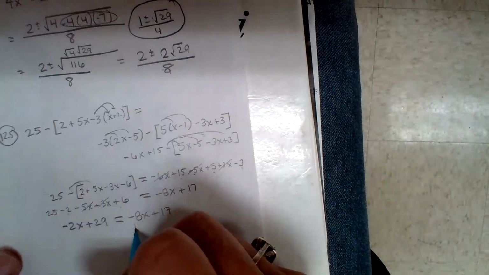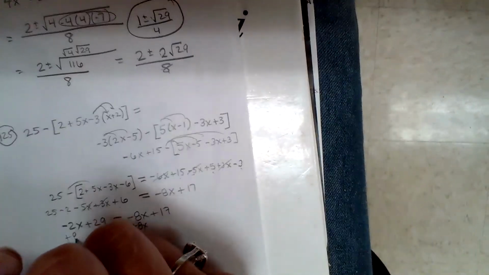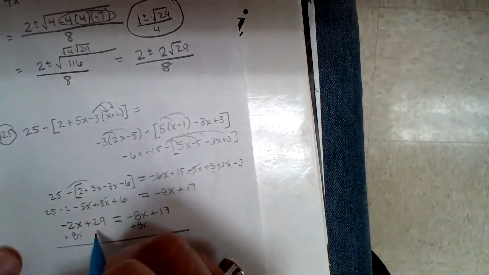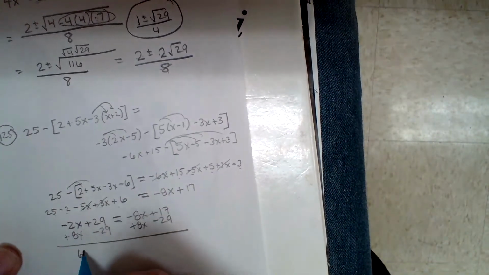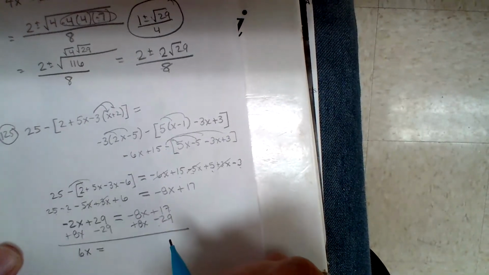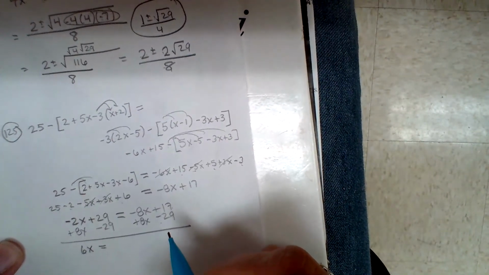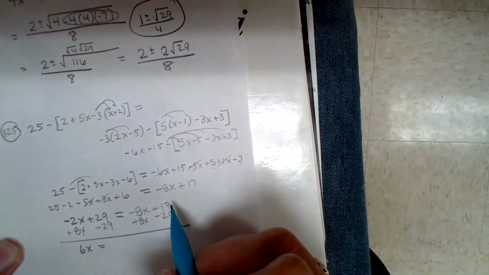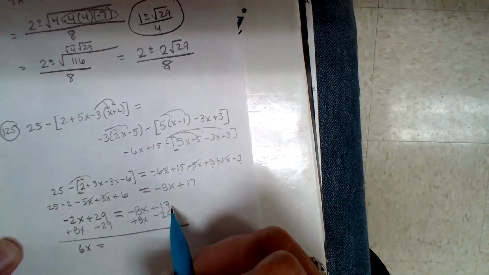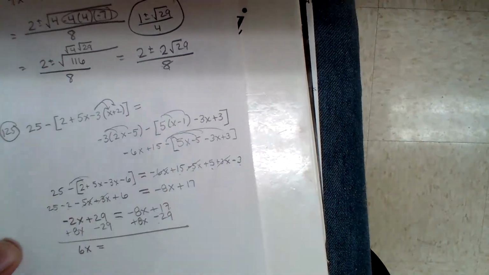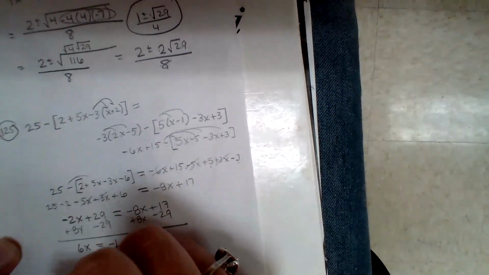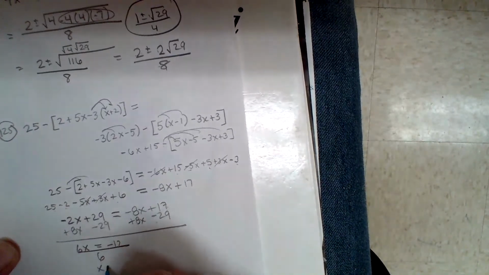Now cleaning it up to solve. Add 8x. So my x's are on the left. Get my non-x's out of here. So negative 2 plus 8 is 6x. And 17 minus 29 is, 17 minus 30 would be 7. Wait, let me do it this way. 29 minus 17, negative 12. Divided by 6, x equals negative 2.